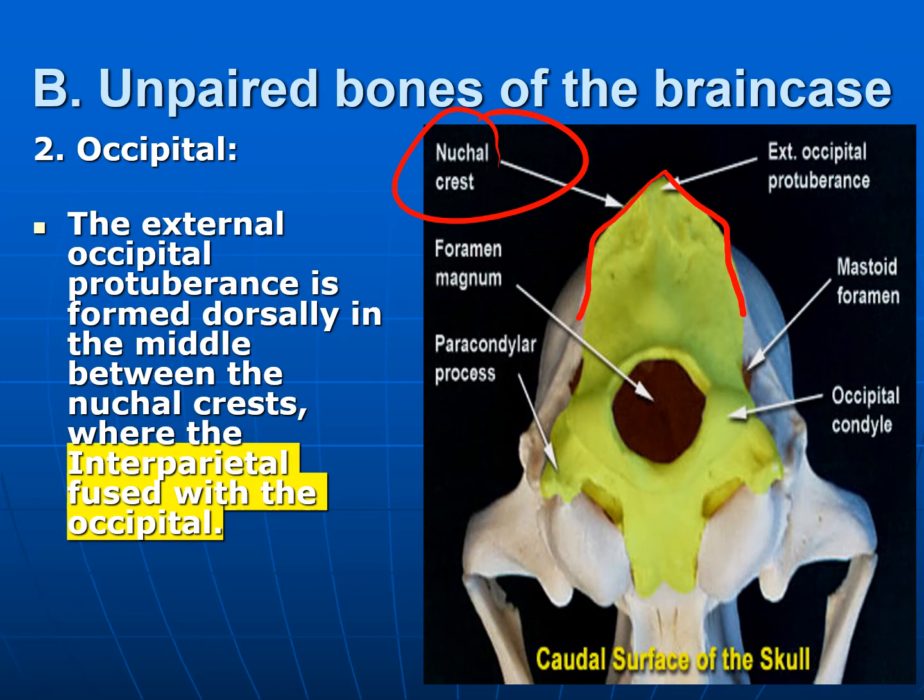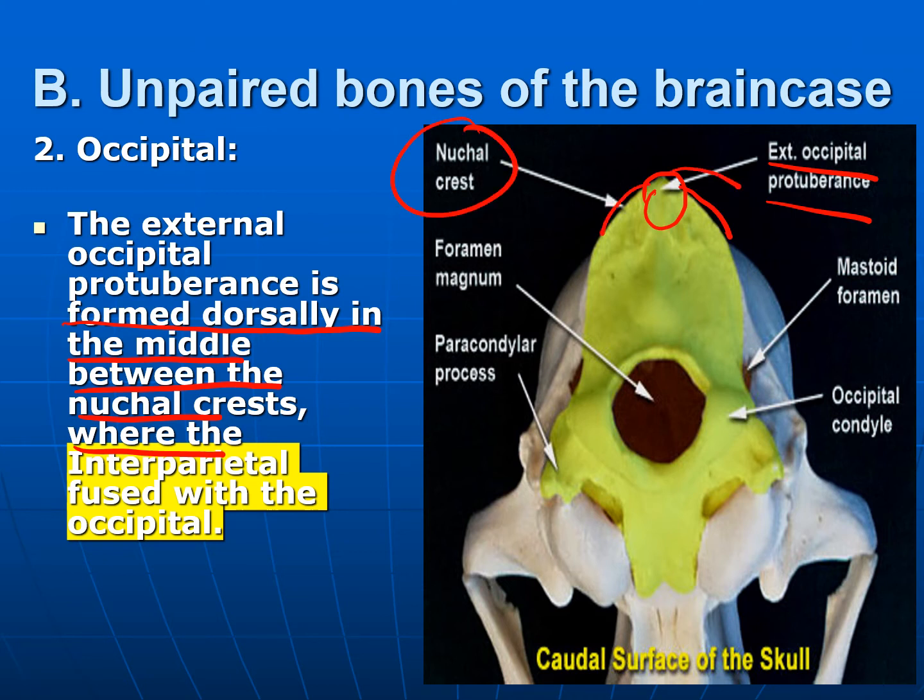As I said, the external occipital protuberance is formed in the middle, between the nuchal crest, where the interparietal fuses with the parietal bone. So let me go back here. See this area here? This area is called the external occipital protuberance. At the dorsolateral we have the nuchal crest, and in the rostral we have the interparietal bone. So the area where the interparietal bone fuses with the nuchal crest, almost at the middle of the occipital bone, is called the external occipital protuberance.